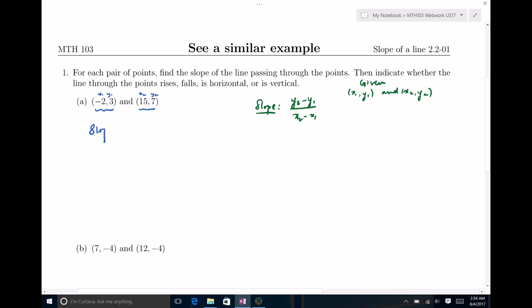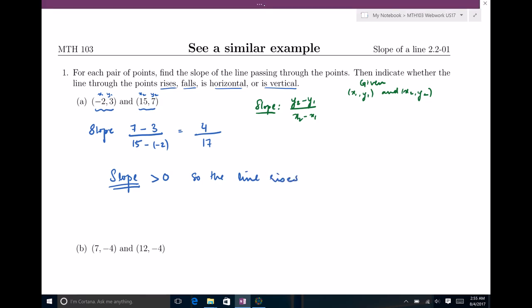And so the slope of the line is given by 7 minus 3, that's y2 minus y1, over 15 minus negative 2. 7 minus 3 is 4, and 15 minus negative 2 is positive 17. So that's the slope. Now, we're also asked to find out whether the line through the points rises, falls, is horizontal or vertical. Now, in this case, since the slope is positive, it's greater than 0, so the line rises.